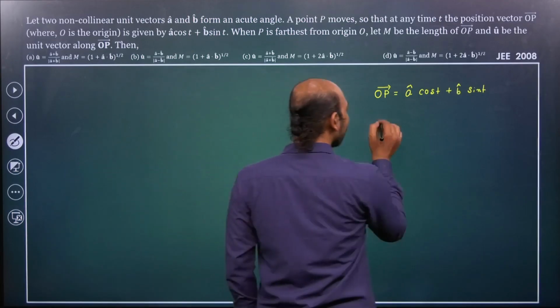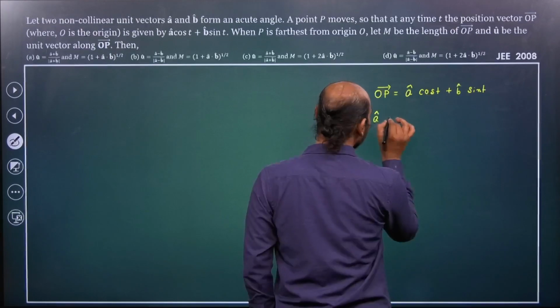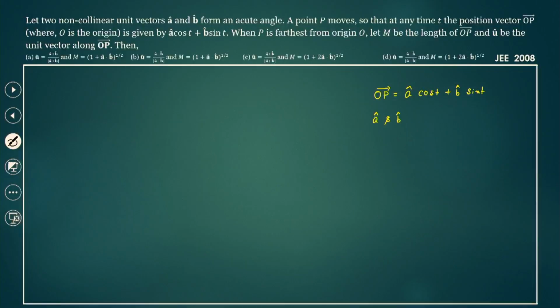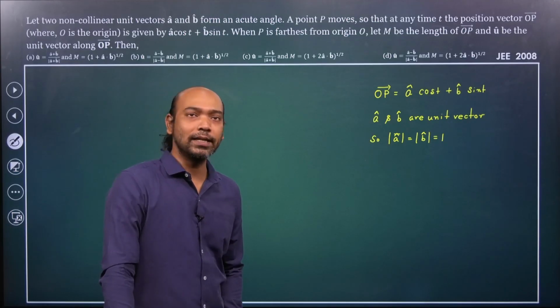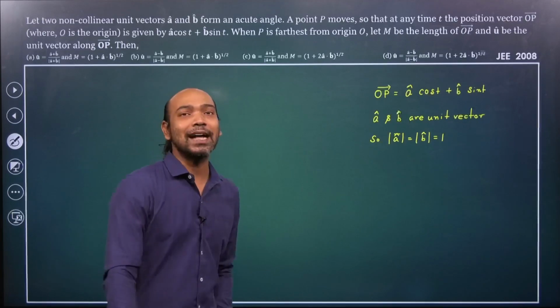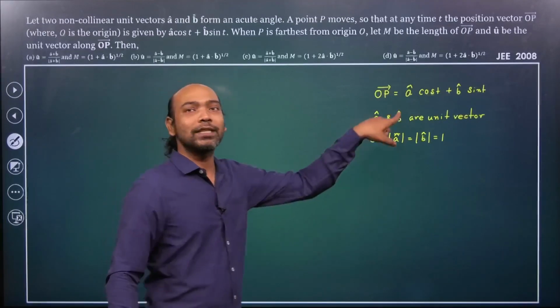So it's given that A cap and B cap are unit vectors. As they are unit vectors, their mod will be 1. That's the important given condition. So A cap and B cap we calculate and we can say it's 1. So this is the condition. Now the point P varies with the time t.